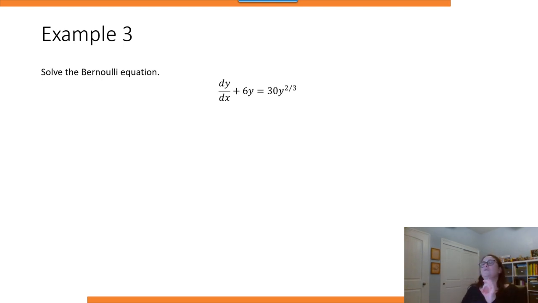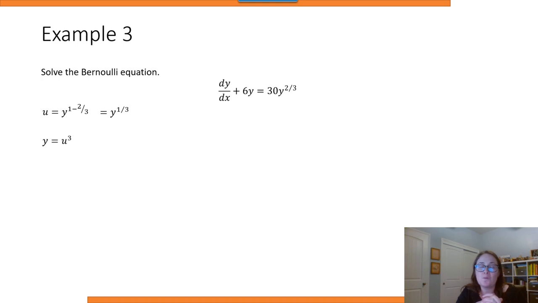Okay, so the substitution I'm going to do: u is going to equal y to the 1 minus 2/3. So my n is the 2/3, so 1 minus that gives me y to the 1/3. So u equals y to the 1/3, and sometimes it pays, particularly with a fractional exponent like this, to go ahead and solve this for y.